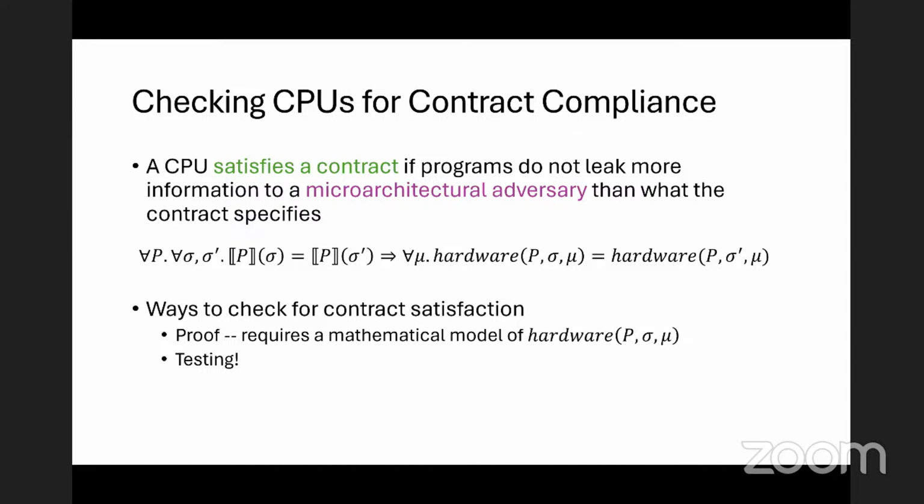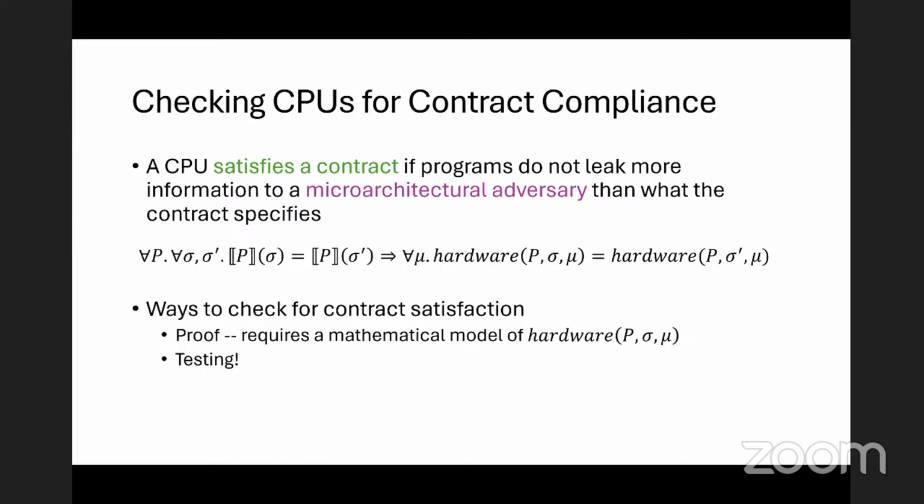Now there are two ways to check for this contract satisfaction. First, you could try to do this via proof. Then you would need to somehow have a mathematical model of what an observer on the hardware side would see. That's the first thing that we did in 2021. We did proofs for tiny simplistic models of a CPU. I think the paper has an appendix of 100 pages of proofs, and whenever I see that, I light a candle for my co-author who did those proofs, because this was a heroic effort and we don't want to ever do this again.